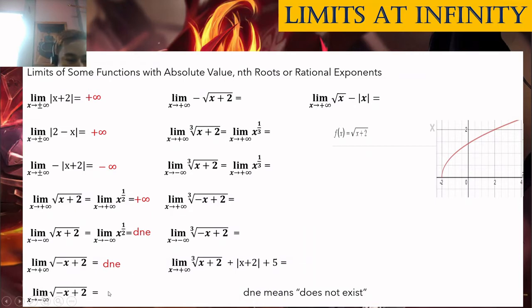And then kaning isa, square root siya pero negative x plus 2 as x approaches to negative infinity. Okay, negative infinity man. So negative ning x, then na-negative, so ma-positive ni siya. Okay, the answer is positive infinity.